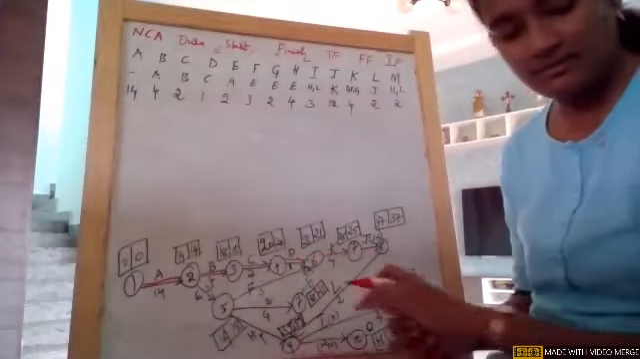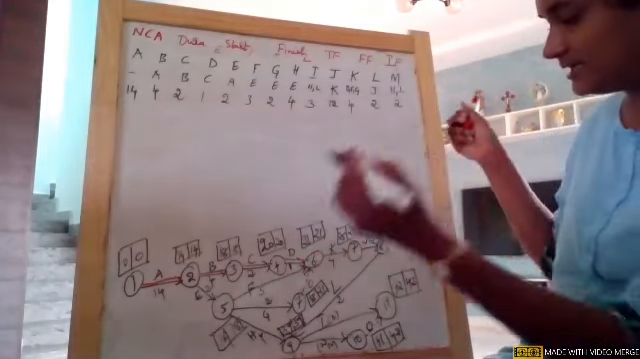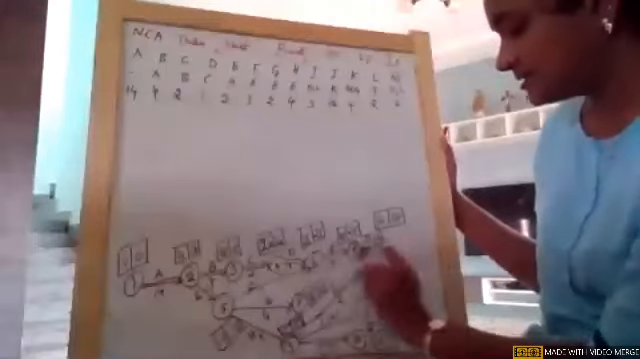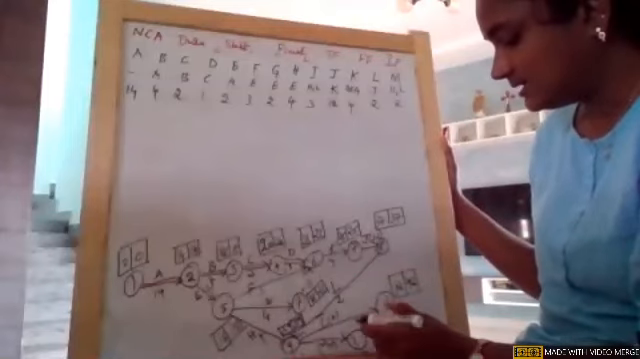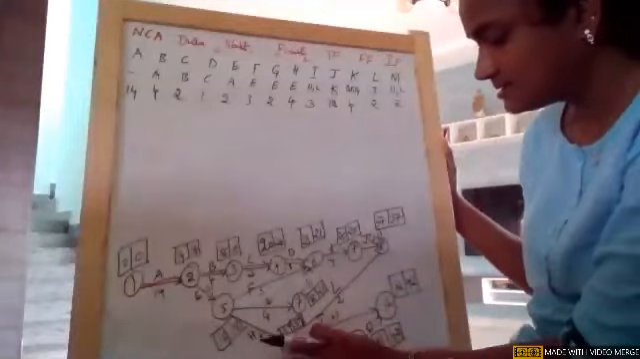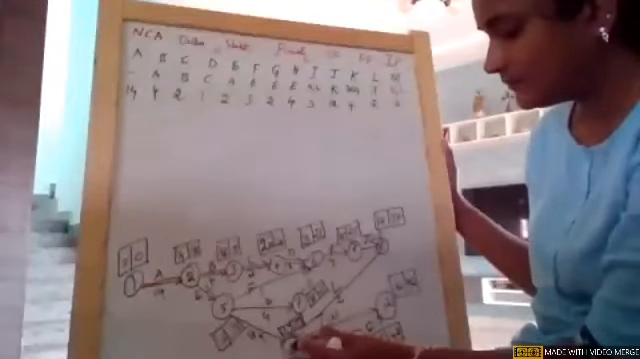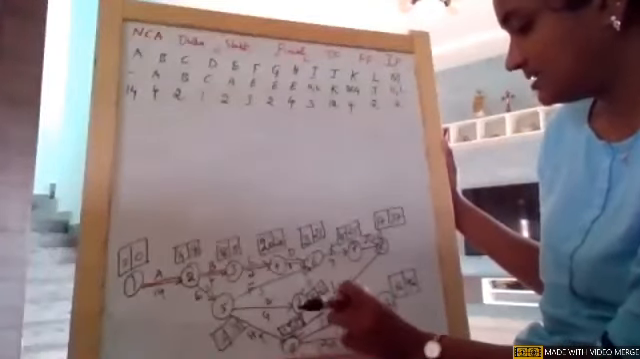Let me modify this number. The entire numbering changes, girls. As I wrote 8 here, this I'll make it 12. This is 11. This is 10. And this I'll make it as 9.